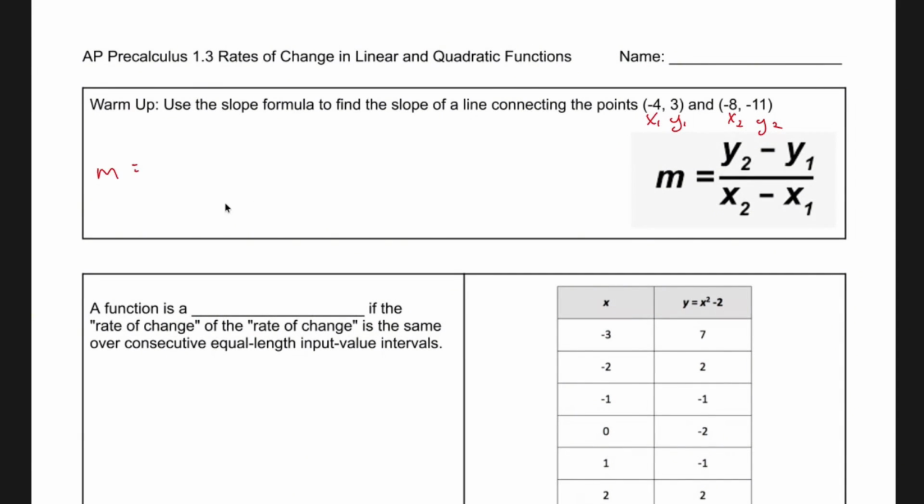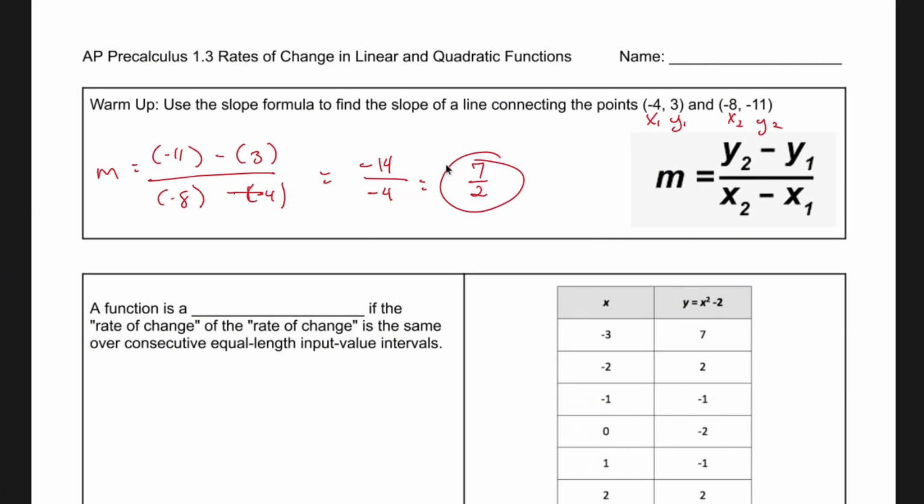So y sub 2, I labeled negative 11, minus y sub 1, I labeled 3, so let's fill that in over there, over x sub 2, which I labeled negative 8, minus x sub 1, which I labeled negative 4. All right, negative 11 minus 3, very straightforward, negative 14, don't need to overthink it. We got a double negative here, so negative 8 plus positive 4 is going to be negative 4. Negative over negative is a positive. 14 over 4, those are both divisible by 2, 7/2. See? Easy peasy. Wasn't that fun?